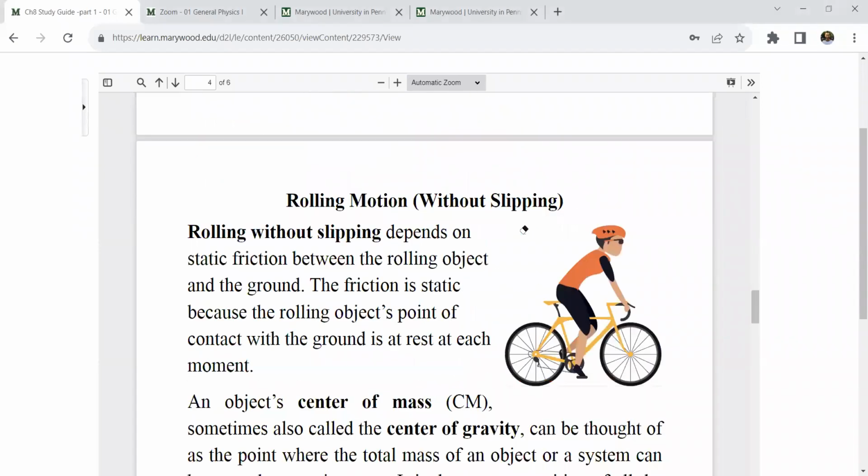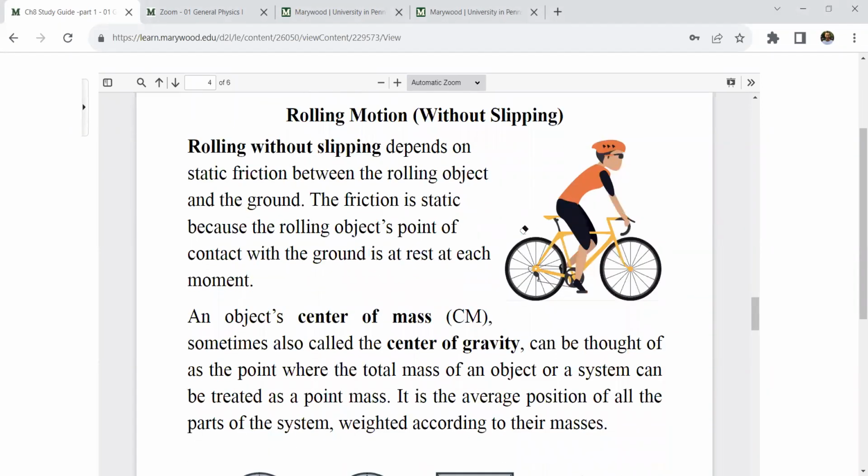All right, now the next thing is rolling motion without slipping. Rolling without slipping depends on the static friction between the rolling object and the ground. The friction is static because the rolling object's point of contact with the ground is at rest at each point. Here I'm not going to discuss the math. When we solve some problems we'll see this again, and it will probably help you to better understand. But for the time being, let me just talk about the physics of rolling motion.